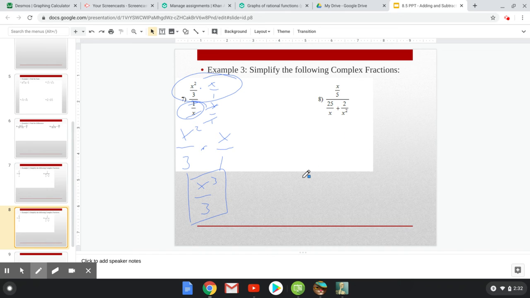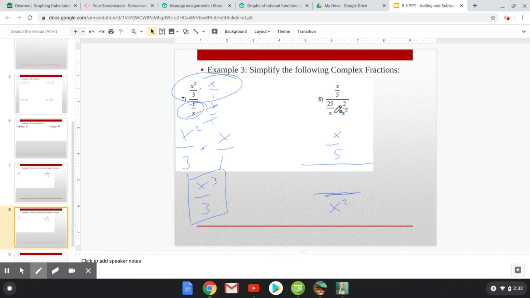So the common denominator here, so we have x over 5 on the top. Our common denominator here is going to be x squared, right? Because we have x squared over here, and then we have x. So x times x is x squared, so that works. So we're going to use x squared as our new denominator.